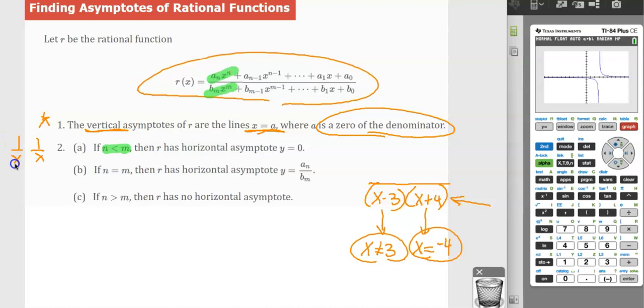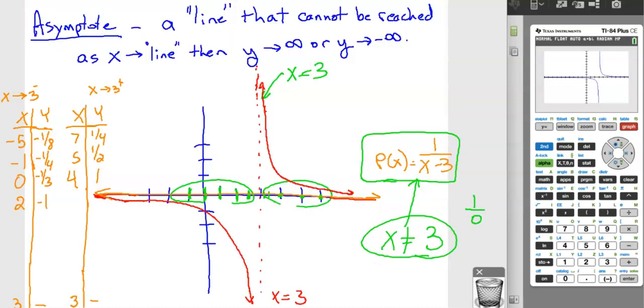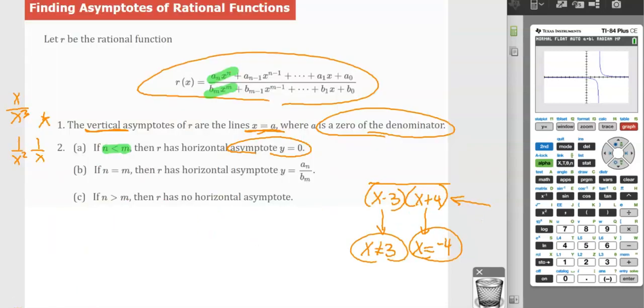Or 1 over x squared, or something like that, or even x over x cubed. I mean, the bigger one is on the bottom, okay? Then the horizontal asymptote is at y equals 0. That's exactly what we just graphed on the previous one. You know, there's a horizontal asymptote because the bigger exponent is on the bottom, okay? The horizontal asymptote is at 0.